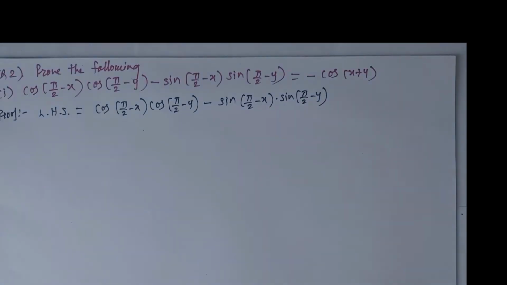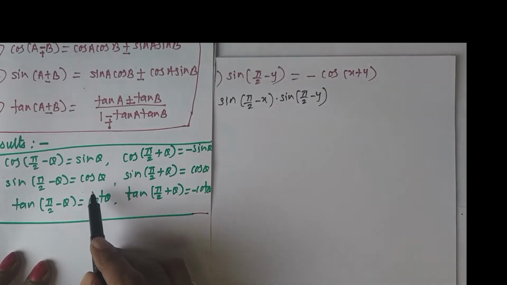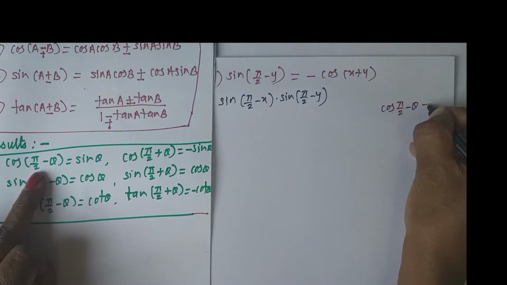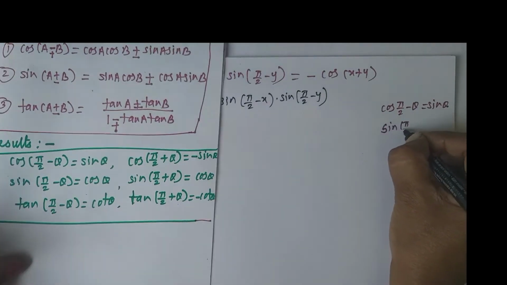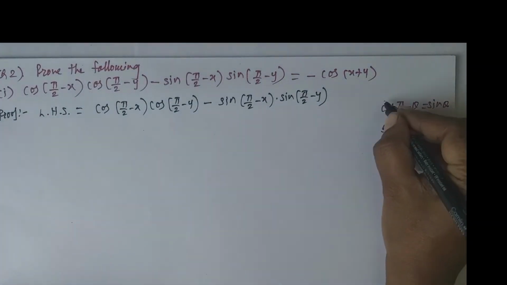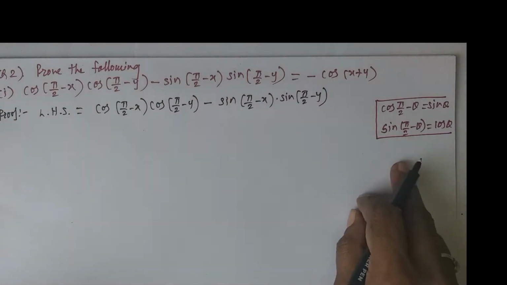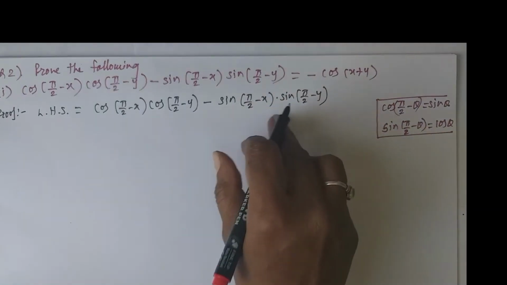To prove this, we will use the results which we have derived in our previous lecture. In our previous lecture, we derived these results. That is, the value of cos(pi/2 - theta) is sin theta, and the value of sin(pi/2 - theta) is nothing but cos theta. We have derived these two results in our previous lecture. We will use these results to prove this. Instead of theta, here the angles are x and y.